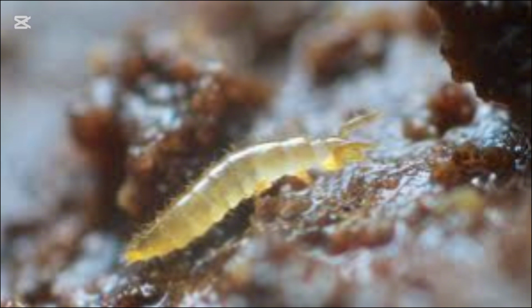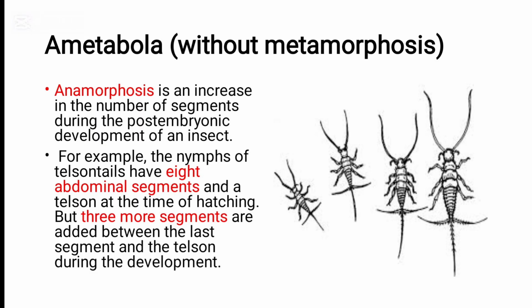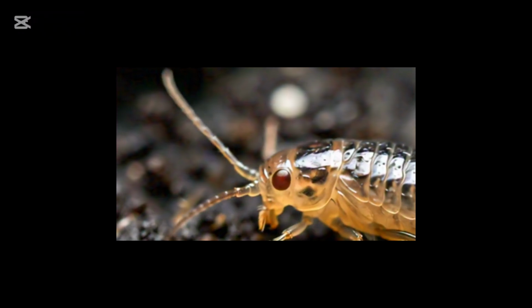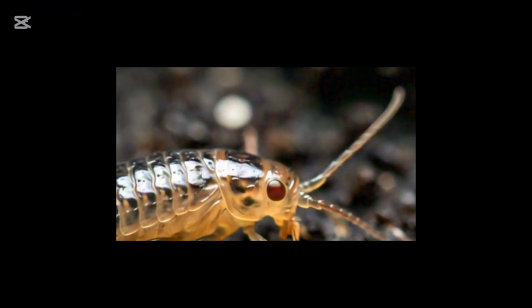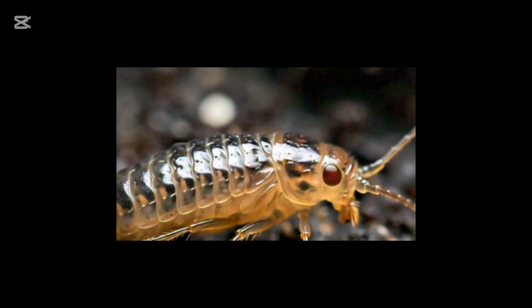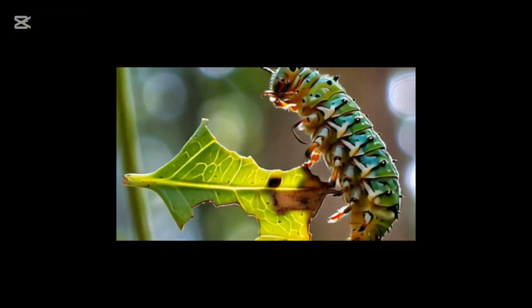Anamorphosis is an increase in the number of segments during the postembryonic development of an insect. For example, the nymphs of telsontails have 8 abdominal segments and a telson at the time of hatching. But 3 more segments are added between the last segment and the telson during the development, thus making a total of 11 abdominal segments and a telson in the adult. As this increase or anamorphosis does not change the appearance of the young, it is included in the Ametabola.